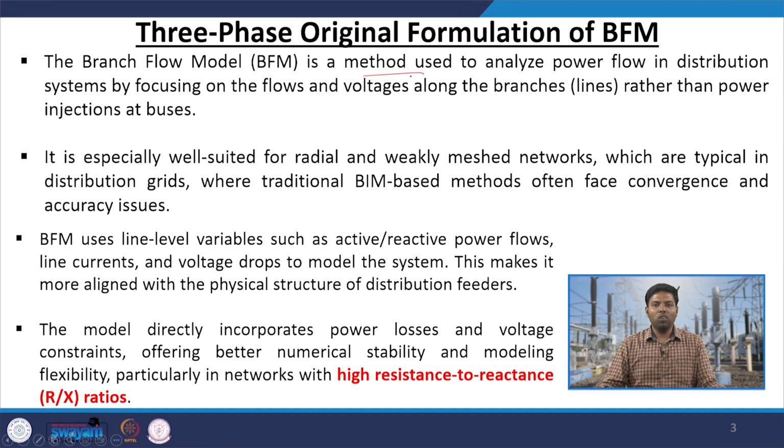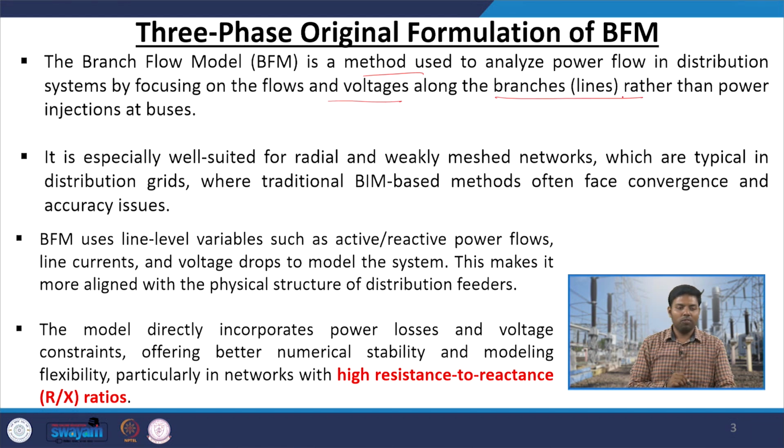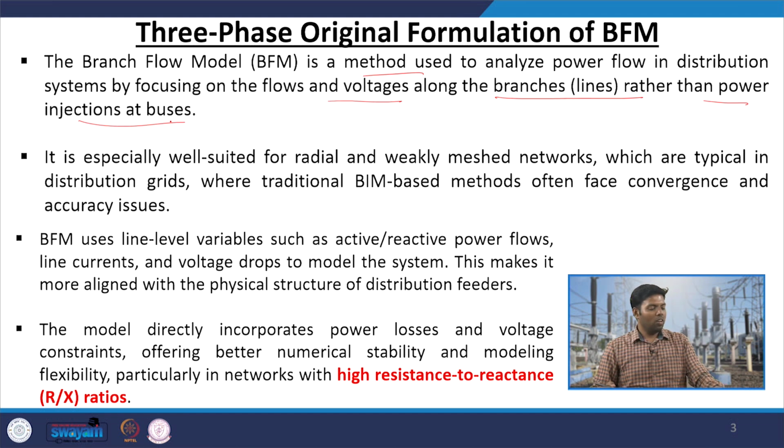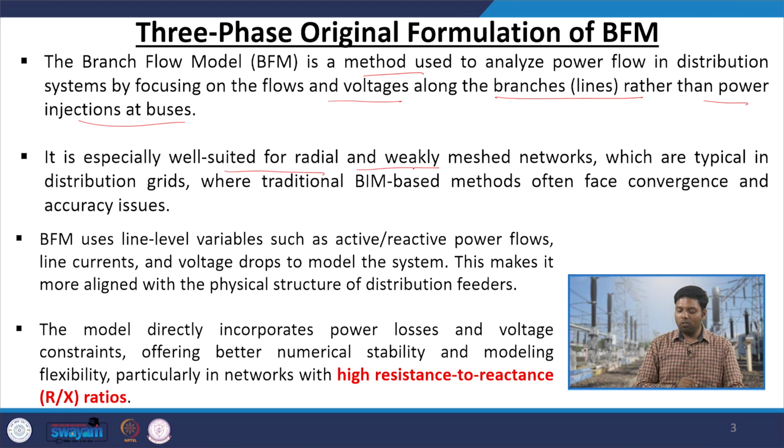The branch flow model is generally used for power flow in the distribution networks, where we consider the bus voltages and power flow in the lines or the branches in the network, rather than considering the power injection at the buses, which we took for BIM. But for BFM, we take the power flows in the lines. It is mostly suited for radial and weakly meshed networks.